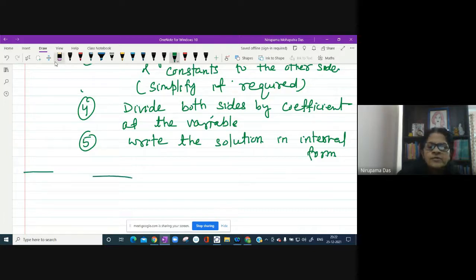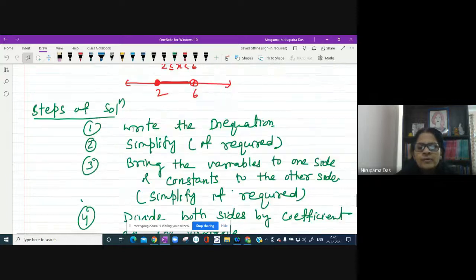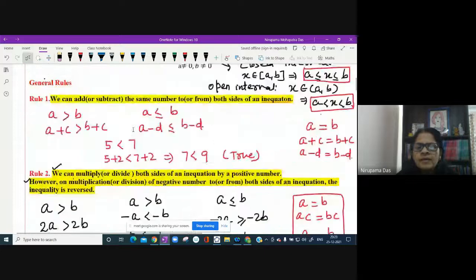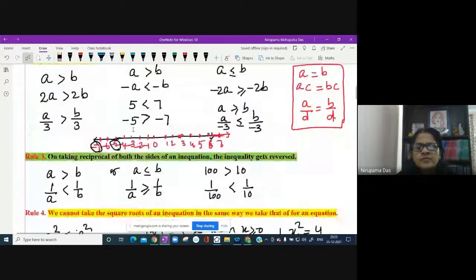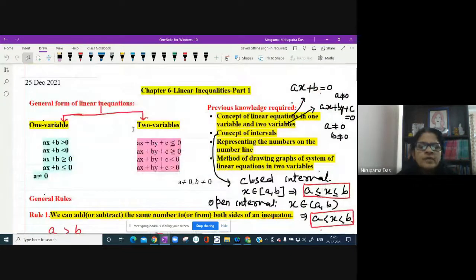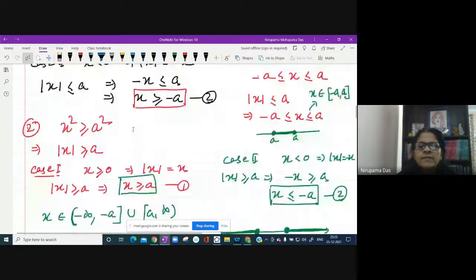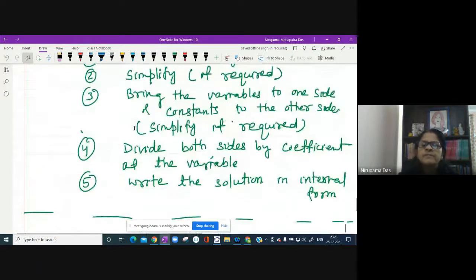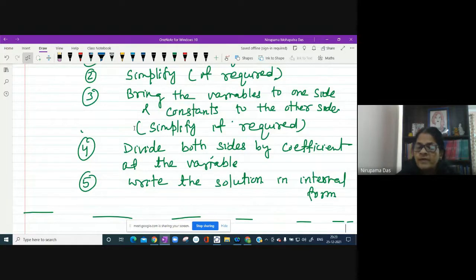Okay. So this is what we had in store for today's class. I hope it is clear to all of you. You can just go through this. And in the next class, we can cover some questions on linear inequation in two variables, and of course the graphical method, which I will tell. And one more class, maybe in part 3, we can bring some application based questions, and most probably it will be linear inequation in one variable.